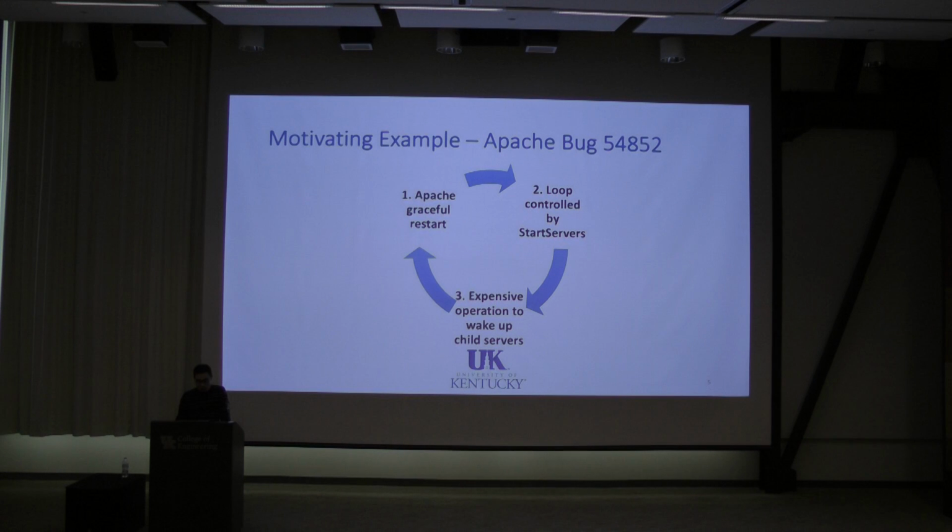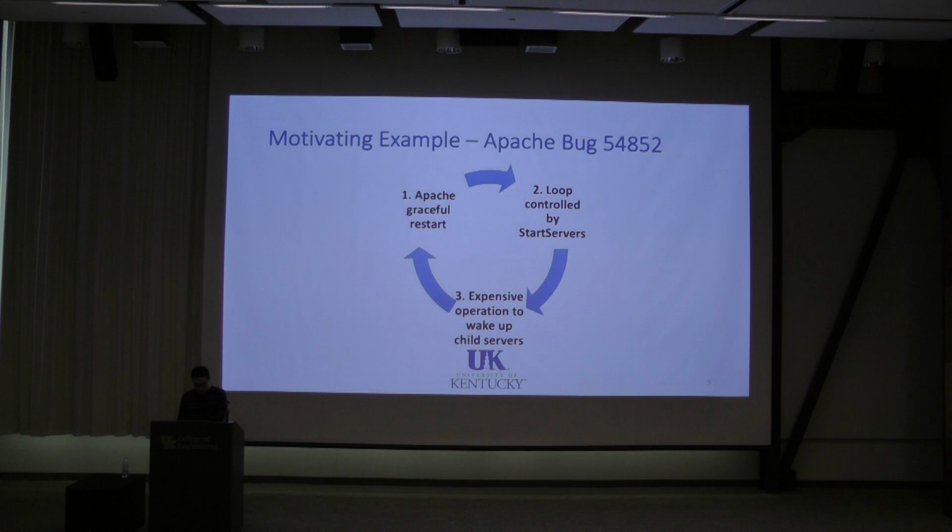So here we're looking at the Apache Bug 54852. In this bug, users report that occasionally when they issue a graceful restart, they have experienced some slowness. Upon further investigation, it turned out that when Apache starts to gracefully restart, it involves a very expensive load, and it happens that one configuration option, StartServers, is used to control the number of iterations for this load. StartServers also represents the number of child servers that are going to be started together when Apache starts. And the child server is used to handle HTTP requests.